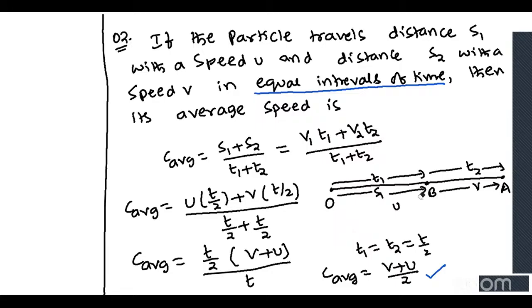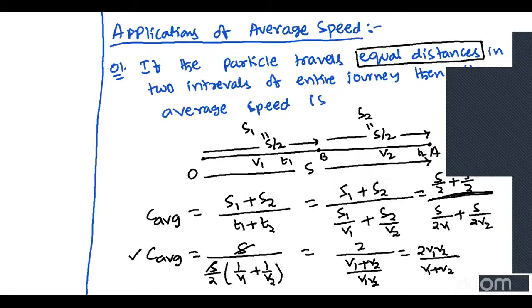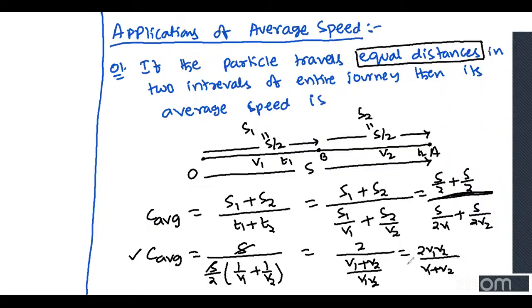Suppose here I'm having two intervals. If I take three intervals, then the average speed will differ, because instead of S by 2, we'll have S by 3.